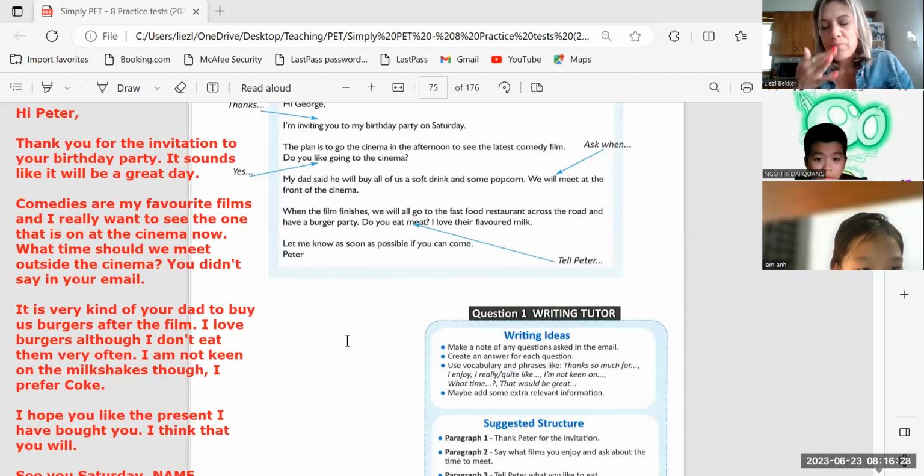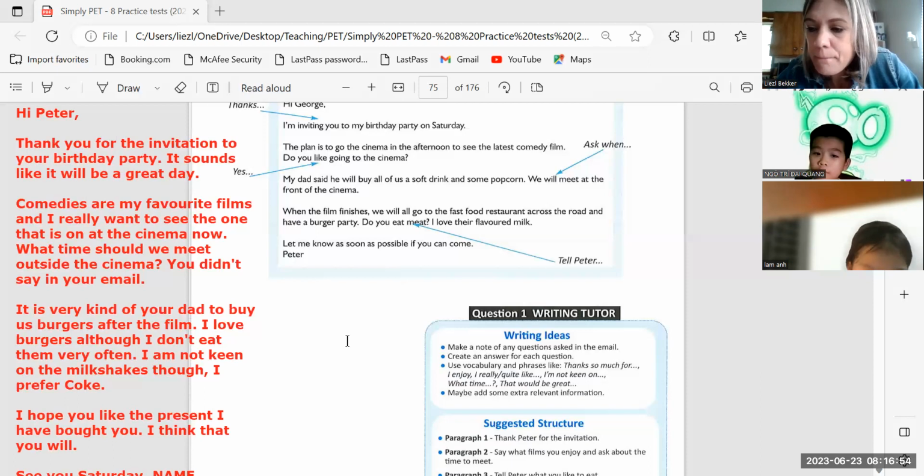It is very kind of the dad to buy us burgers after the film. I love burgers. I don't eat them very often. I am not keen on the milkshake. I prefer Coke. I hope you like the present I have bought you. I think that you will. See you Saturday. Okay.